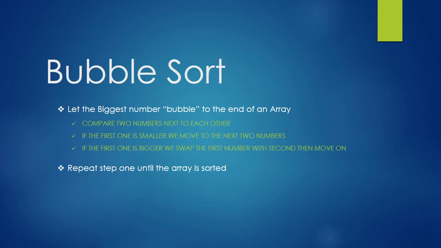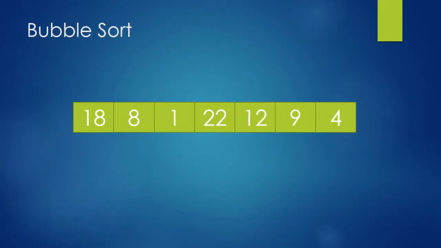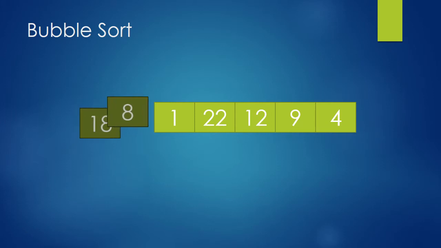Let's try an example. Okay, I got here an unsorted array, and we're going to sort it as a bubble sort would. We look at the first and second number. We see that 18 is bigger than 8. That means they are in incorrect order. So as the algorithm says, we swap them.